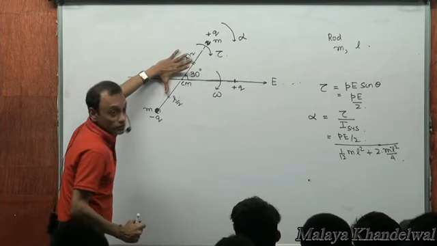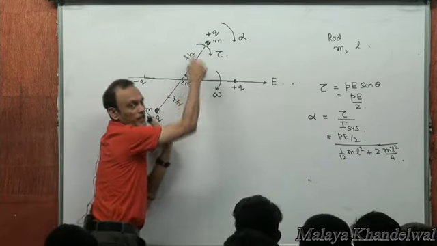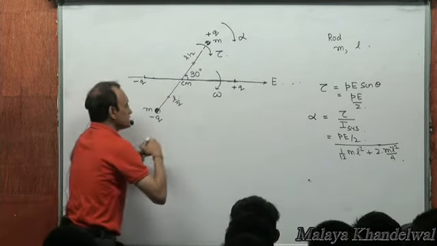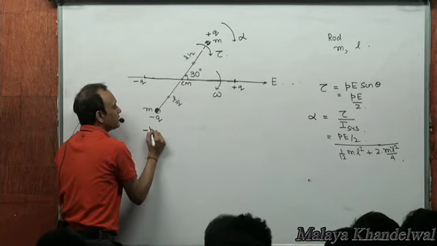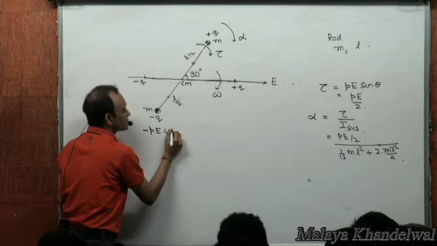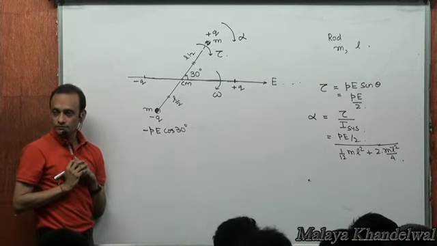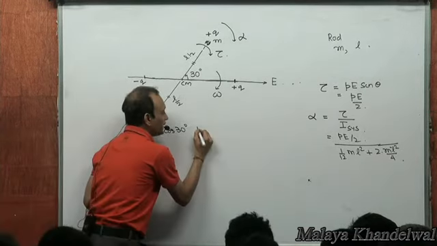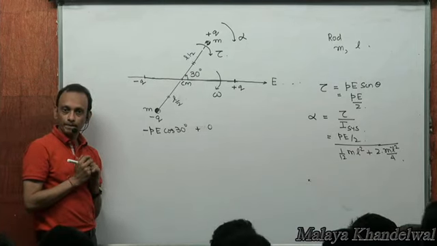What's the energy here? There is only potential energy because it started from rest, which is like minus P dot E, right? That is, the initial potential energy is what? Minus P into E into cos 30 degrees. That's the initial potential energy, minus P dot E. What's the initial kinetic energy? 0, because the whole thing started from rest, right?